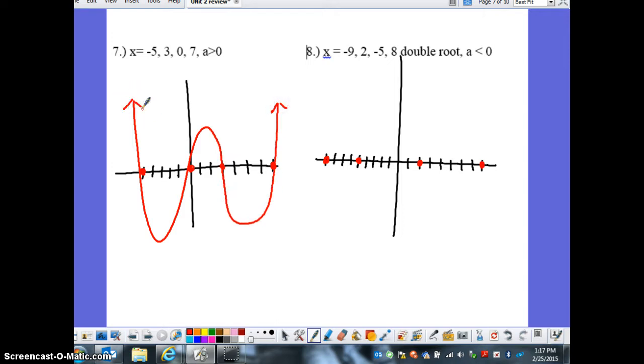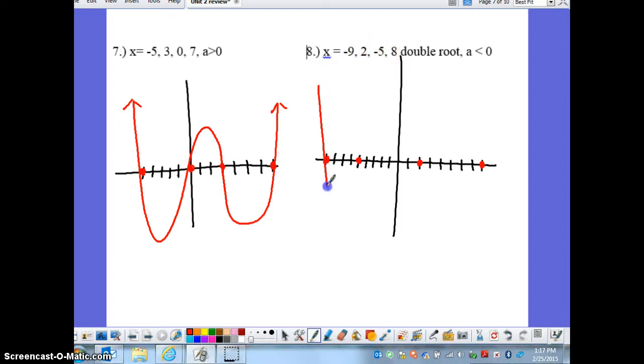Number 8, very similar, but this time in number 8 there was a double root at 8, and it said a was less than 0. So that means this has to be an upside down. And we have to figure out the degree. There's going to be 1, 2, 3, 4, 5. So it's an upside down x to the 5th. So it's coming down. It's going to pass through each one of these until I get to that 8, and then it's going to bounce all the way down to my double root.